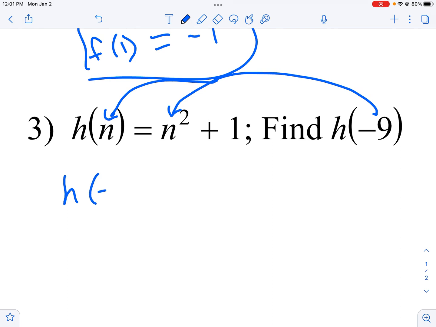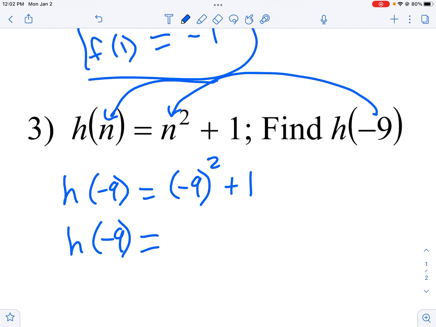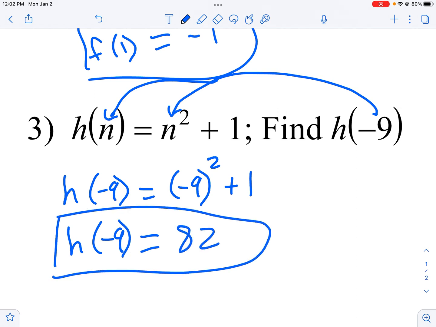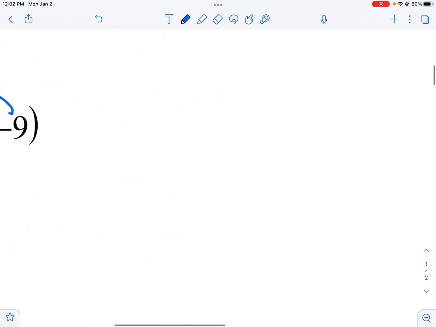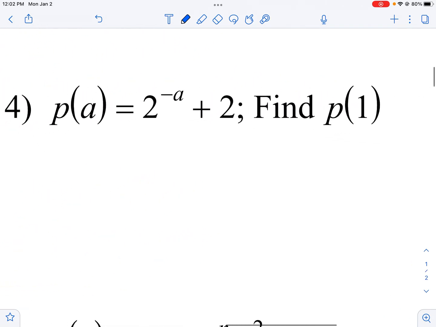So h of negative 9 becomes parenthesis, negative 9, parenthesis, squared, plus 1. Once again, use parentheses. It's going to change your answer. Go ahead and plug it in, get your answer, and you should be getting 82. If you don't get 82, something went wrong. I'm going to actually double check, make sure I'm not telling you wrong today. It's 82. Nice.